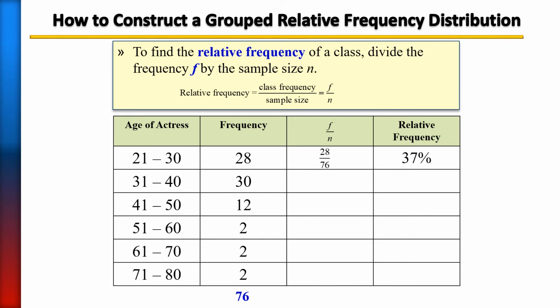Let's move to the next interval or the next group. So that we have a frequency of 30. So that's going to be 30 over 76. And continuing on with all the other values, you can see that again, it's pretty simple in finding the relative frequency. All you need for that is to know the total sample size, and it is always going to be the class frequency within that group divided by the sample size.